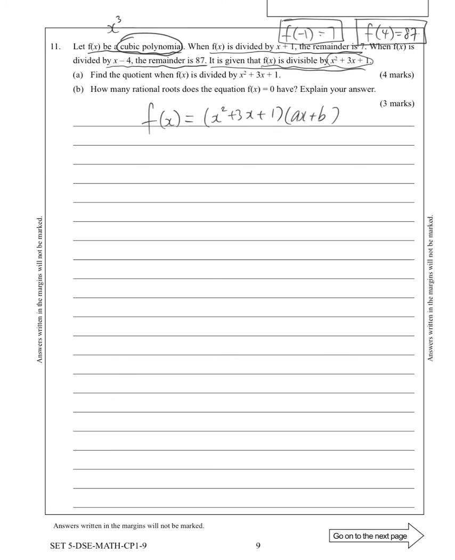So let's go ahead and do that. f(-1): negative 1 squared plus 3 times negative 1 plus 1, times (a times negative 1 plus b), is equal to 7. And similarly, we can do it on the side with the 4. 4 squared plus 3 times 4 plus 1, times (a times 4 plus b), equal to 87.